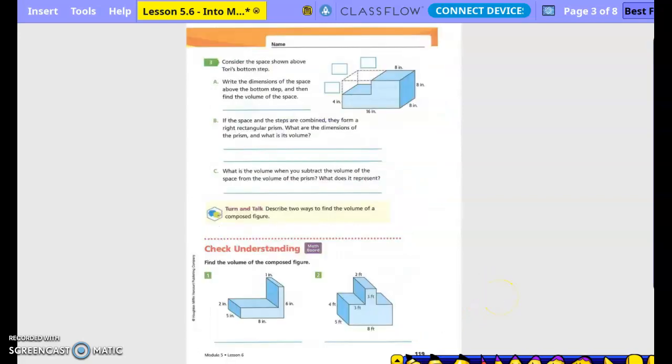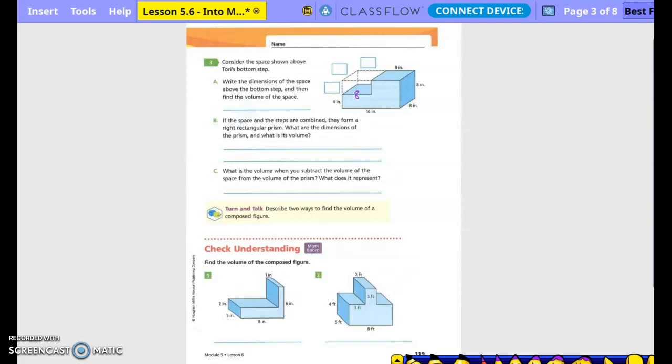Consider the shape shown above. Tori's bottom step. Write the dimensions of the space above the bottom step and then find the volume of the space. Okay, so we said that if we had the 16 for the whole length and we took out 8, this would be 8, right? Okay, what would be our height? This height over here is 8 and this one's 4, so what would be our height?